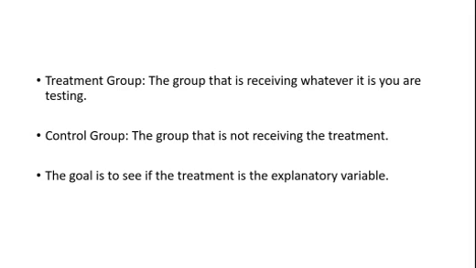Okay, treatment group, control group. We mentioned this briefly in the very first lesson. So the treatment group is a group that is receiving whatever you are being tested, and the control group is not receiving that type of treatment. We talked about this with the stents. And the goal of an experiment is to see if the treatment is the explanatory variable. So if we change that one thing, is that what's going to help or hinder the treatment group? Okay, and so that's what we want to judge for.